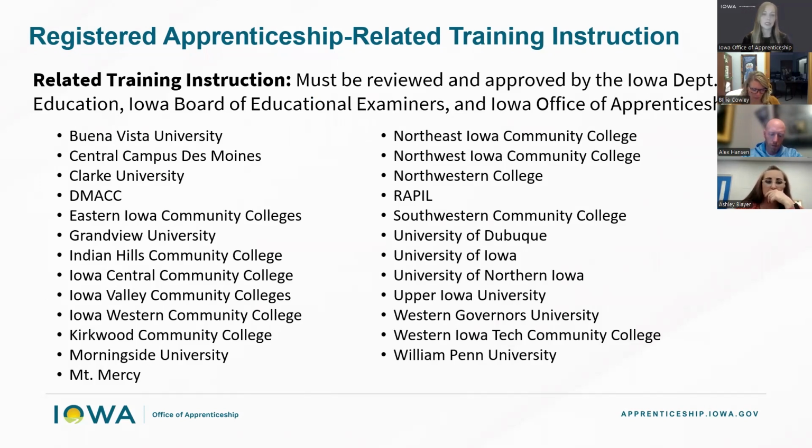A little more on the related training instruction piece. So during that program development, after you've selected your RTI provider, you're going to work with that provider to build your standards and then also that curriculum. Something to note is that any related training instruction must be reviewed and approved by the Iowa Department of Education, the Iowa Board of Educational Examiners, and the Iowa Office of Apprenticeship. So just something to keep in mind. Here's a list of all of our RTI providers from TPRA 1.0.